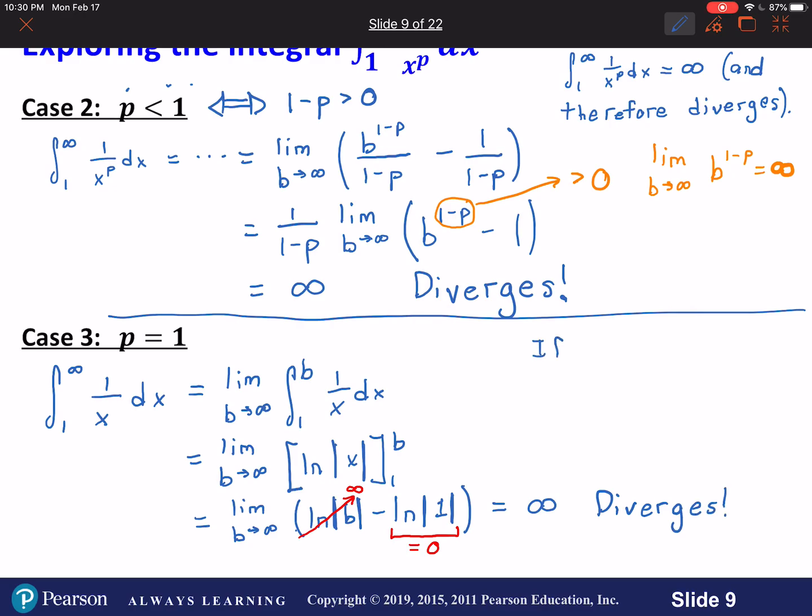So in this case, if p is equal to 1, then the integral from 1 to infinity of 1 over x to the p is equal to the integral from 1 to infinity of 1 over x. And that is equal to infinity, so it diverges.